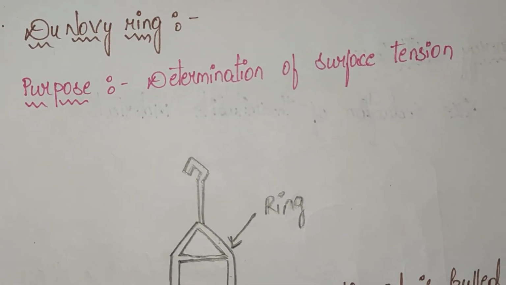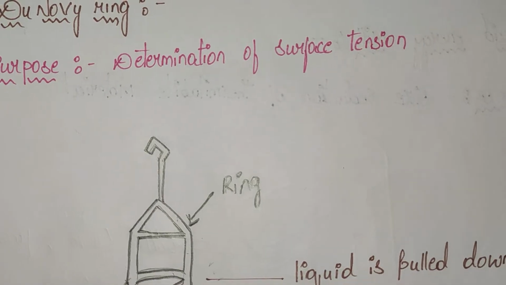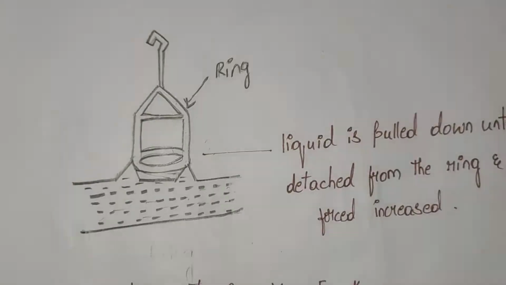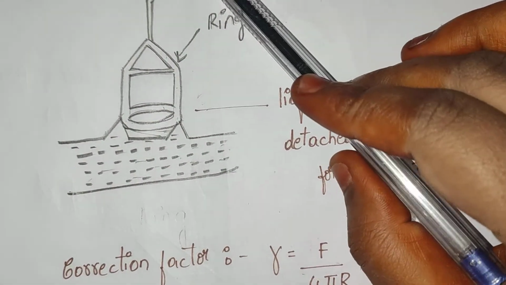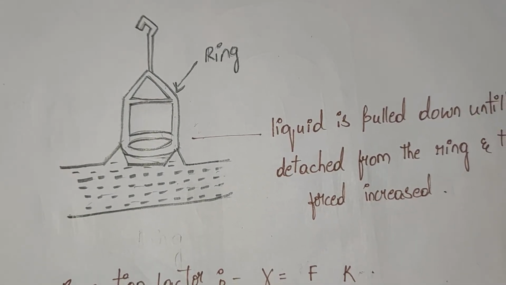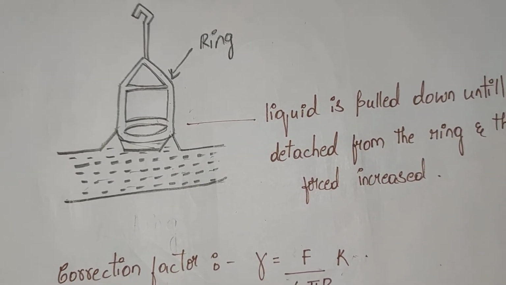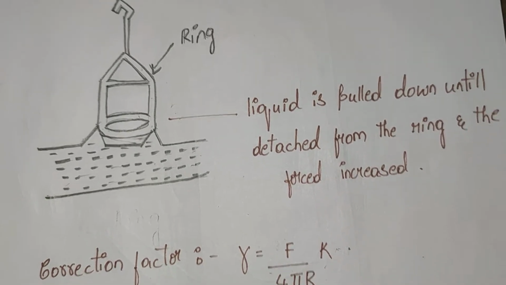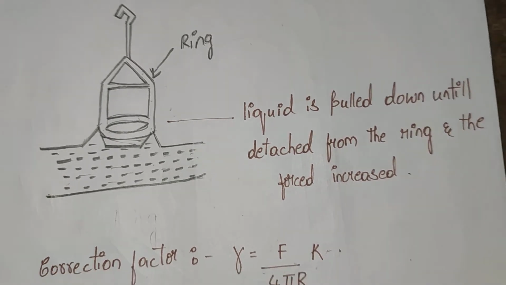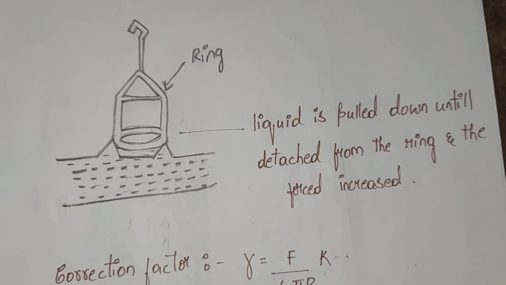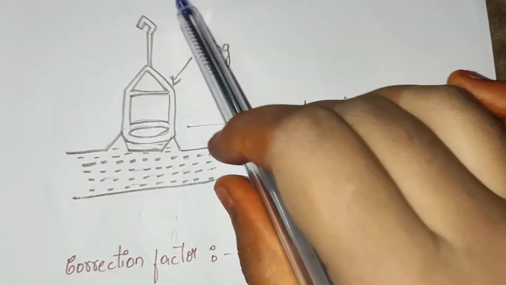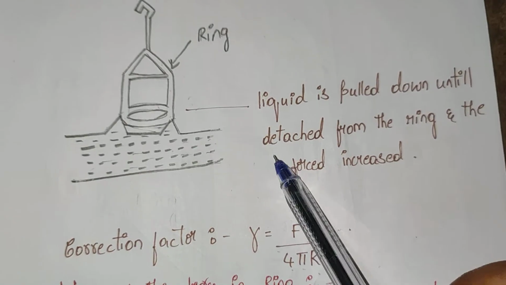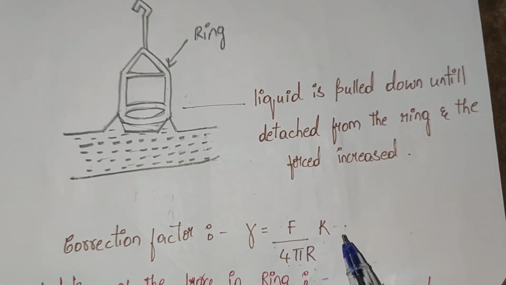And next is the Du Nouy ring. It is used for the determination of surface tension. So it is the ring. For this we have to take this ring, and from the liquid we have to pull it up until it is detached from the liquid, and the force should be increased. After we have done this, then we go for the calculation.